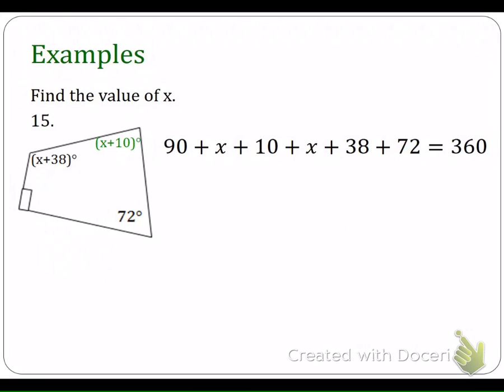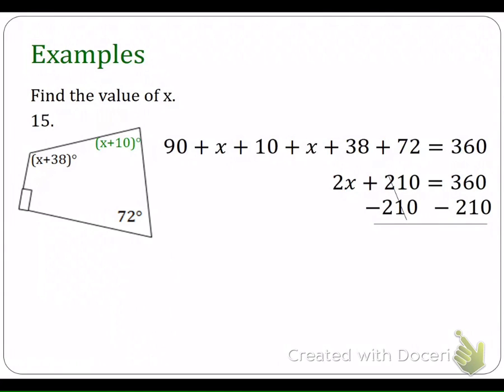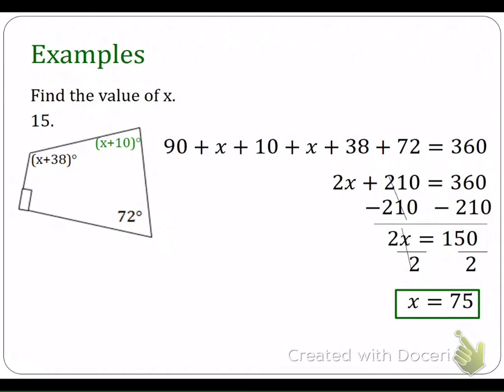Now we're going to combine the like terms. So what's x plus x? 2x. What's 90 plus 10 plus 38 plus 72? 210. So you're going to get 2x plus 210 equals 360. From here, it's pretty simple. Subtract the 210. Then you gotta divide. That's going to be 65. Perfect.